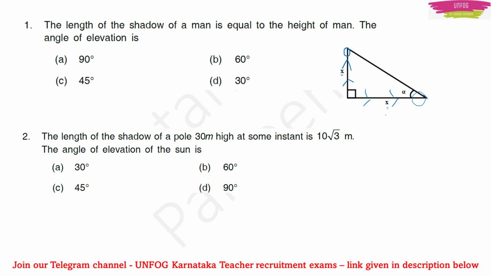Okay. Now they are telling you to find the angle of elevation. This is the angle of elevation. It's up to you which symbol you want to give. You give alpha, you give theta, you give beta. It is up to you. Okay. I have given alpha here.